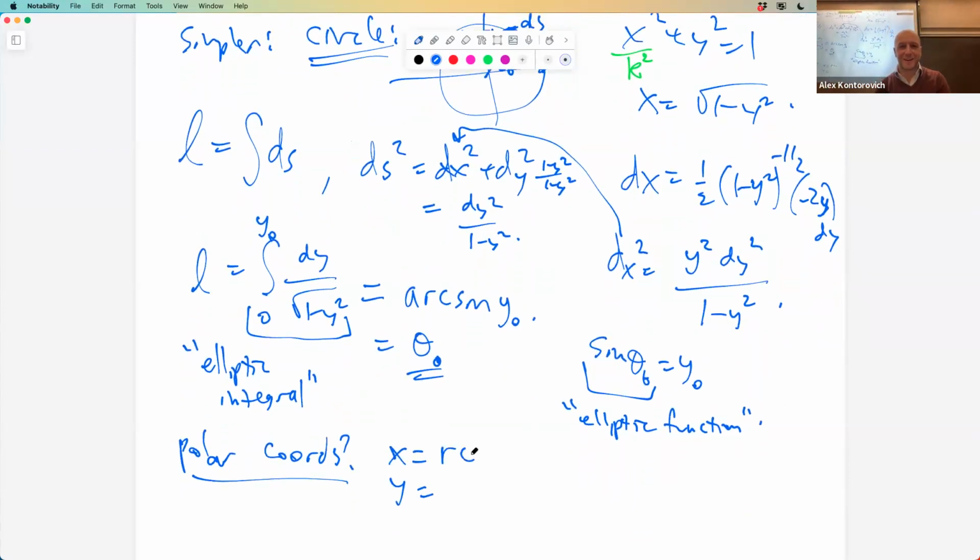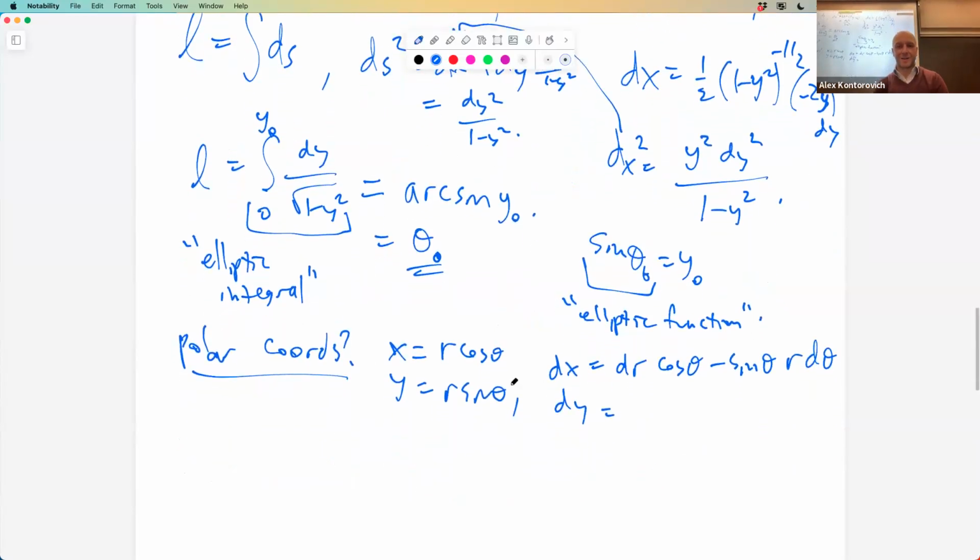x is r cosine theta, y is r sine theta. Exactly. And so if I differentiate both sides, now both r and theta are changing, so I get a product rule. dx is dr times cosine theta minus sine theta times r d theta. I'm leaving the r alone, differentiating cosine implicitly. And then same thing with y: dy is dr sine theta plus r cosine theta d theta.